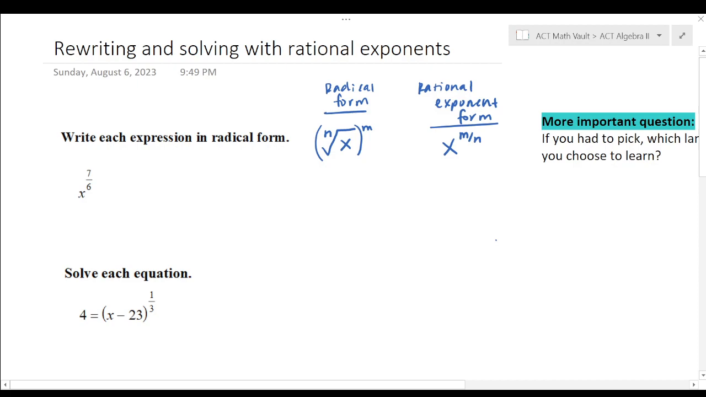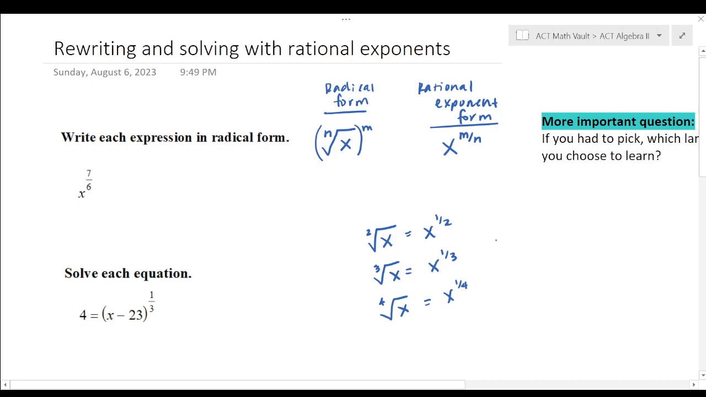And the reason for that is, if you take the square root of x, remember, there's a sneaky little 2 right there if it's square root. That would just be x to the 1/2. If you took the cube root of x, it would be x to the 1/3. And so on. Fourth root of x, that would be x to the 1/4.